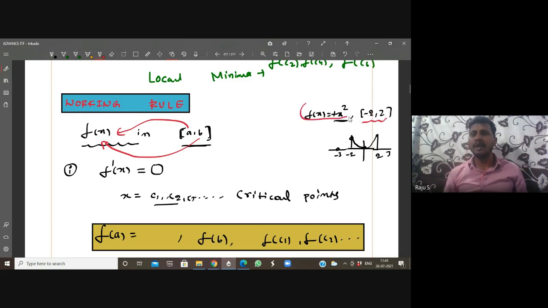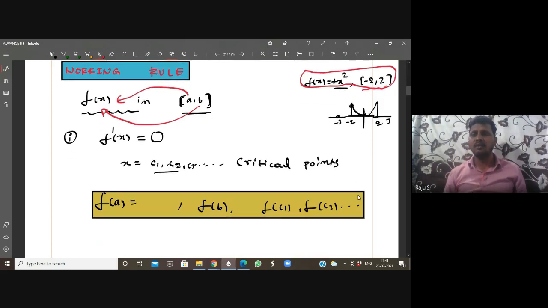I want to find the maximum and minimum of the given function x square in the interval minus 2 to 2. So what shall we do here? Differentiate first. What is f dash of x? 2x. This 2x is equated to 0. What x value did we get? 0. Does 0 belong to the given interval or not? Yes, 0 clearly belongs to it.